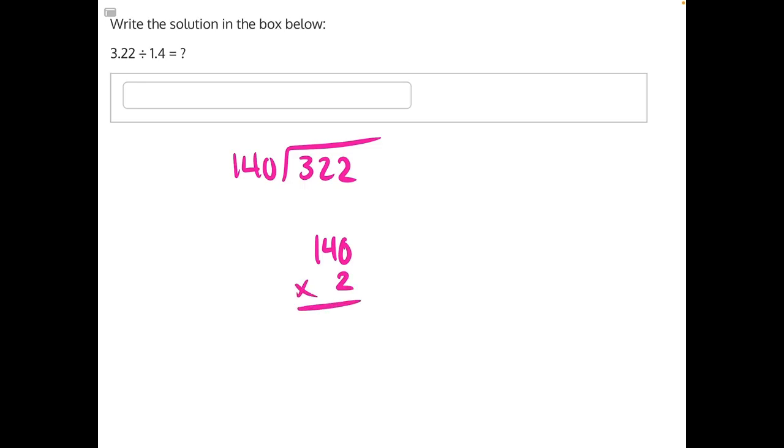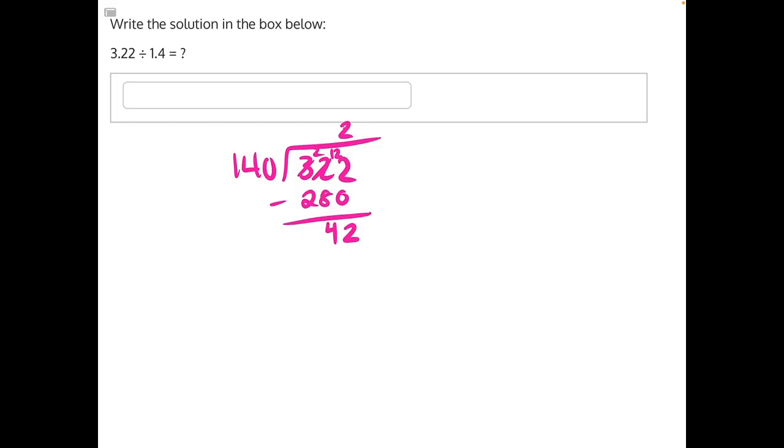2 times 0 is 0, 2 times 4 is 8, and 2 times 1 is 2. 280 is as close as we can get to 322 without going over. So we've got 4 times 2 will give us 280, and we'll need to subtract. 2 minus 0 is 2. Here we'll have to borrow. 12 minus 8 is 4.